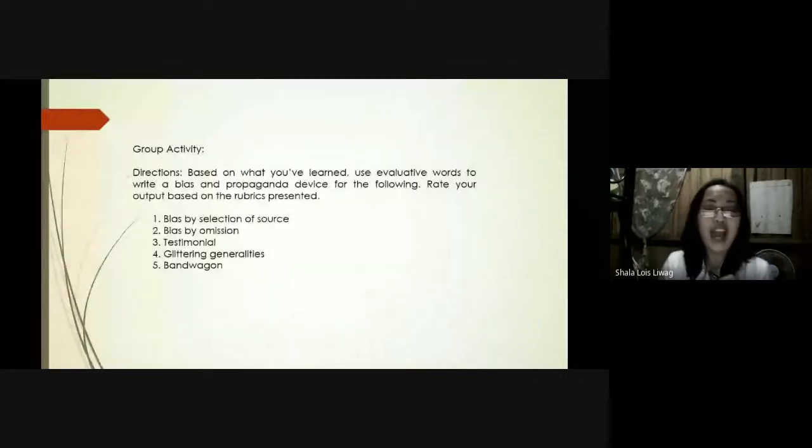We will be having a group activity. Please form groups with 5 members each. Each group will have a leader. Okay, there will be 6 groups. Please pick your group number. Now that you are grouped, what you will be doing is based on what you've learned. Use evaluative words to write a bias and propaganda device for the following. We will rate your output based on the rubrics presented.